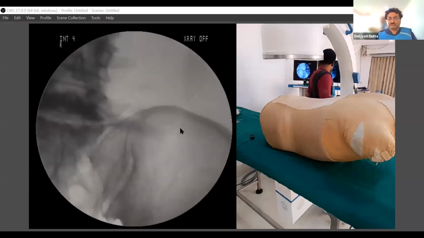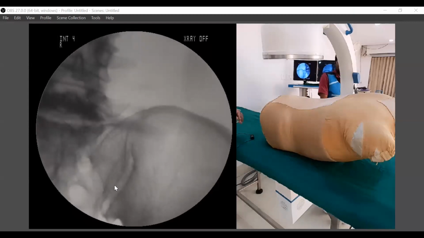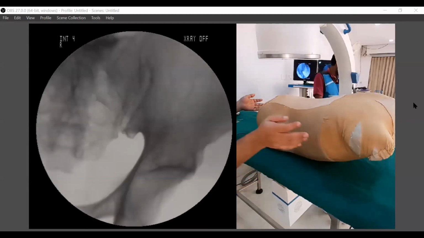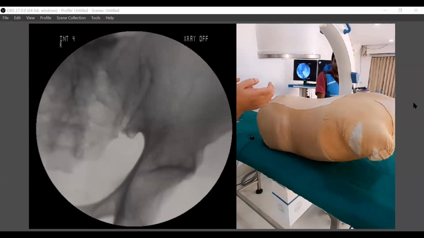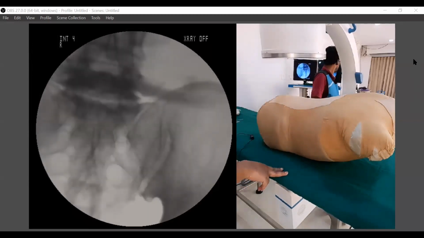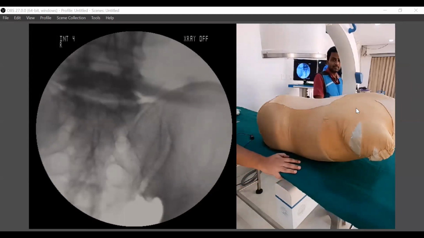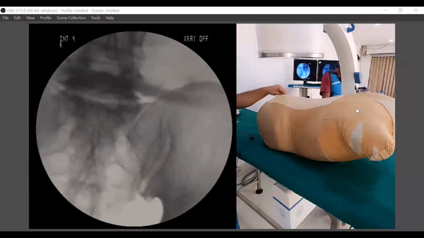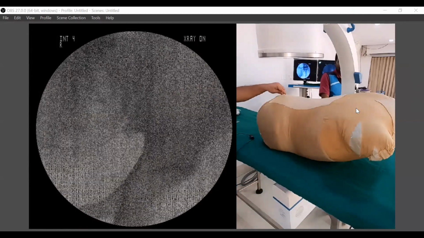Okay, can you all see the X-ray and mannequin both? Yes, sir. Okay, so I show you first the SI joint injection. Okay, so SI joint just with more part of picture, it looks bigger. Okay, so here I show you which side is which side. First I see which side is which side.